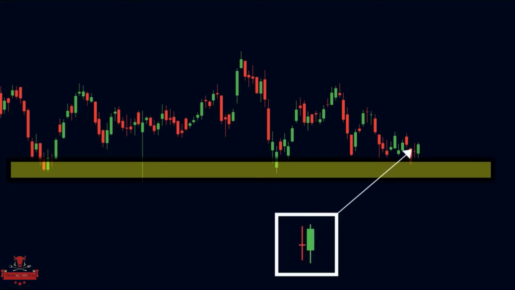Here is the pattern that we were looking for. Can you guess the pattern? Yes, it is a bullish engulfing pattern. As you can see, the body of the green candle entirely overlaps the small red body of the previous candle.